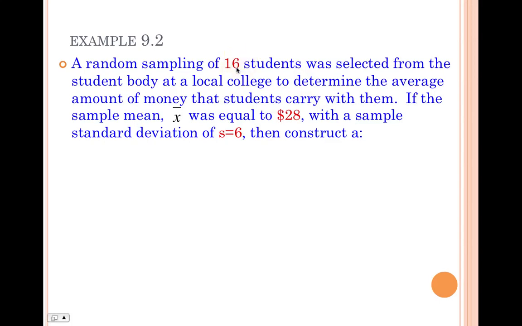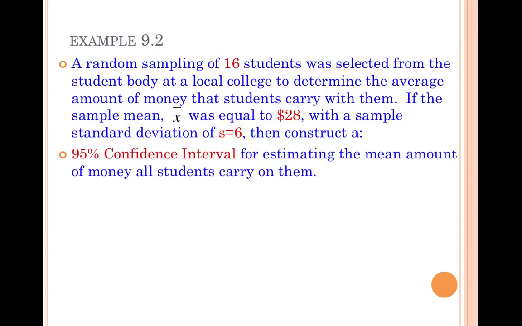If the sample mean X bar was equal to $28, so we know what X bar is, with a sample standard deviation of S equals 6, okay, so we know we have our sample standard deviation 6, then construct a 95% confidence interval for estimating the mean amount of money all students carry on them. And we're also going to interpret that.